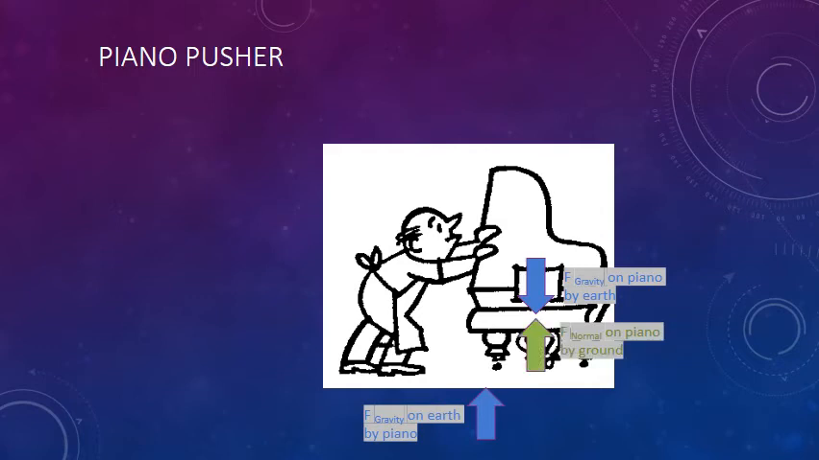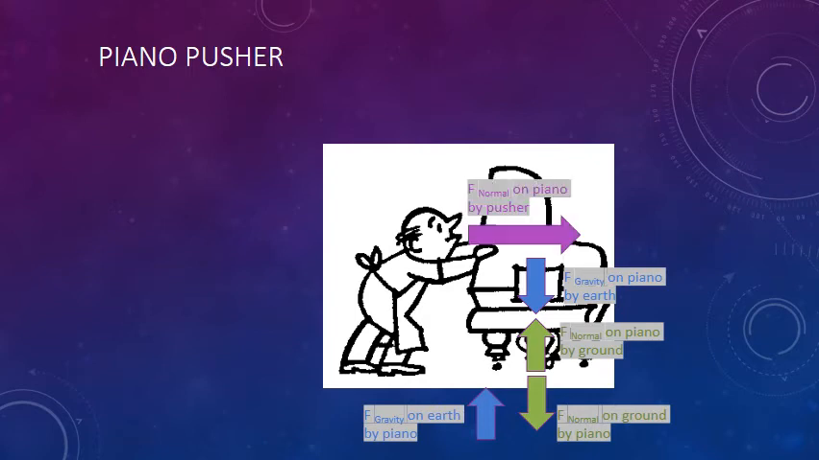There's a normal force on the piano by the ground, because the ground is touching the piano. The ground is pushing upwards on the piano. There's also a normal force downwards on the ground, so the piano is pushing down on the ground, and those two forces are also equal and opposite to each other.